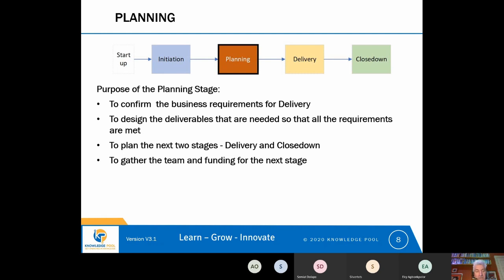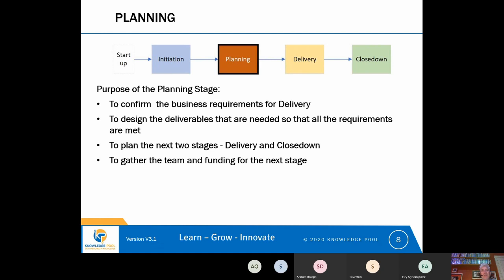And in a similar way to during the initiation, the last bit of the planning stage is to actually gather the team and gather the funding. So, the purpose of the planning stage is these four things. The first of which is to gather the business requirements for delivery. Now, we should mention Agile at this stage, because if we're using an Agile approach, one of the benefits of Agile is that you don't need to discover all of your requirements at the outset of the project. So you don't need to find all your requirements during planning.